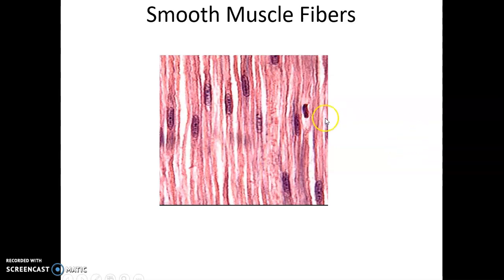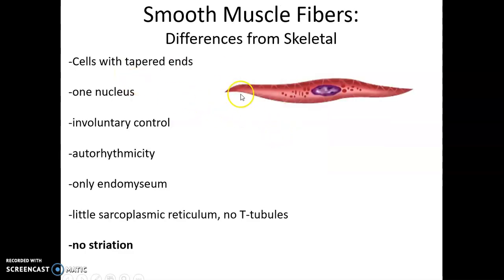Smooth muscle tissue. Again, spindly cells have thin ends and a wider middle where you see the single nucleus. No obvious striations. So again, cells are tapering at the ends, nucleus in the wide middle. Smooth muscle tissue is involuntarily controlled. We don't have to think about making our intestines contract to move along. The body does it involuntarily. Smooth muscle tissue can have autorhythmicity, can contract without a signal.